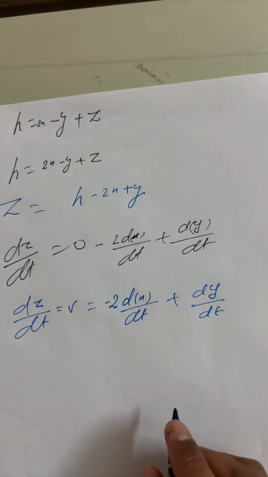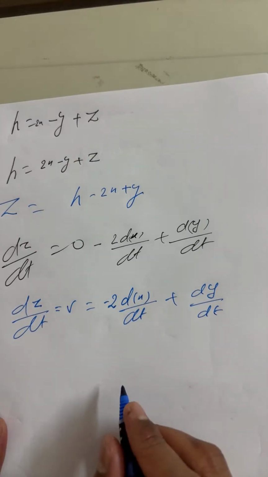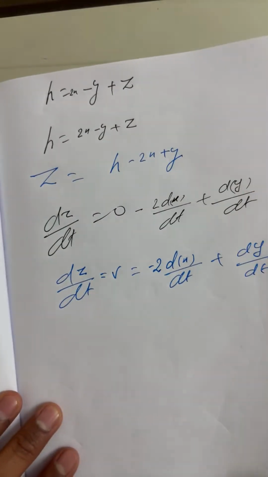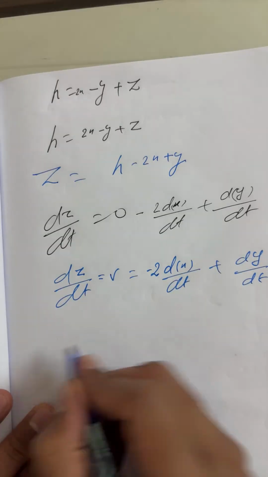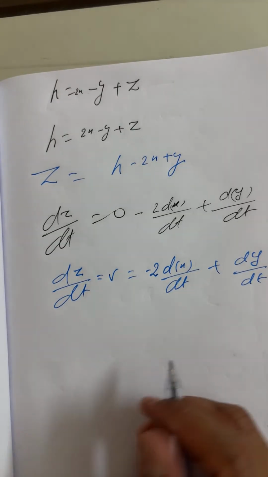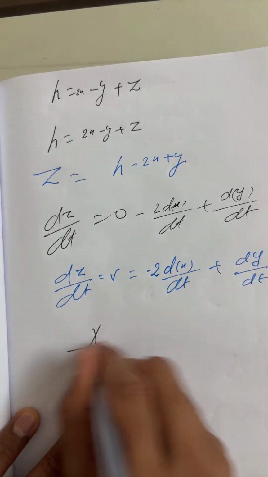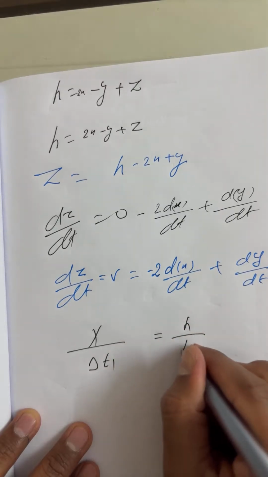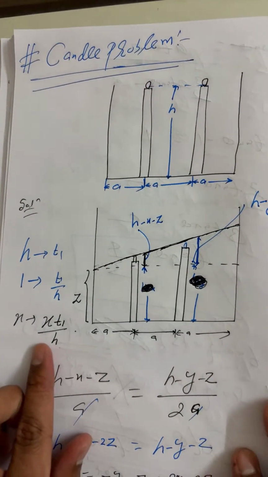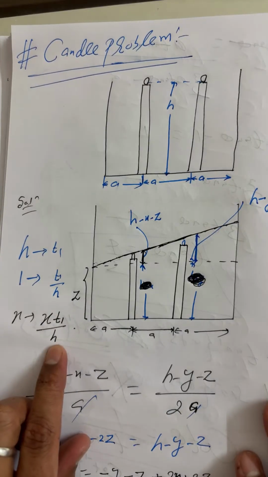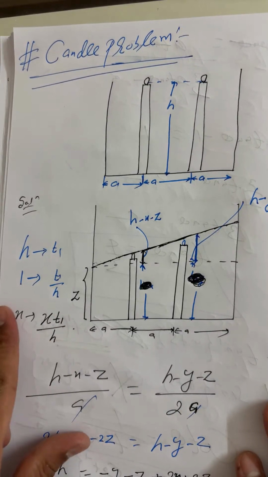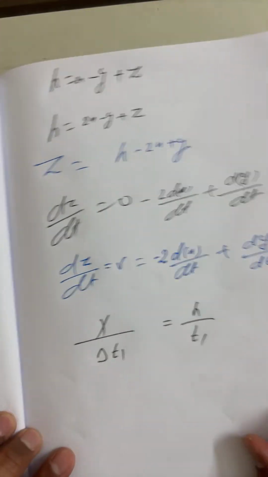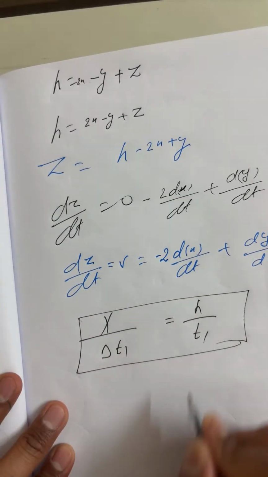Just now we finished one term. Beta, this one is x upon h. So let me rewrite these terms. For the first assumption, what we have done is x upon delta t1 equals h upon t1. You can write in the chat, what is this condition, x t1 upon h? Here h is on this side and t is on this side, so what's the change in time? That is delta t. You can apply this concept here.